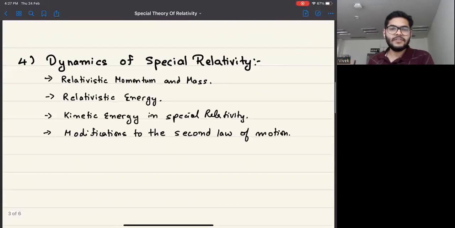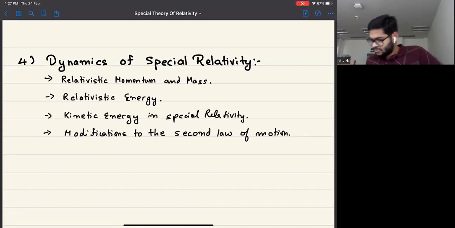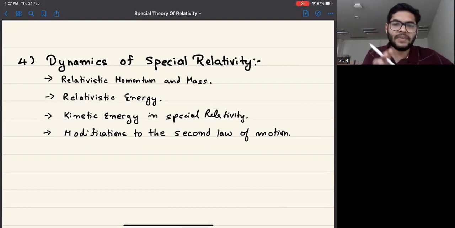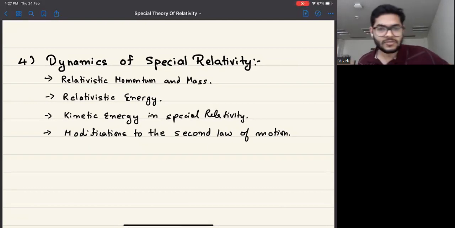And in the last part, we will be talking about the dynamics of special relativity. In pre-relativistic physics, the dynamics are captured by the second law of motion. The second law of motion, which is F equals ma, tells us how a particle should move if a force is applied on it. After throwing away the pre-relativistic physics, we want to know how this F equals ma changes and what the F equals ma version in special relativity is. That will be captured in the dynamics of special relativity.